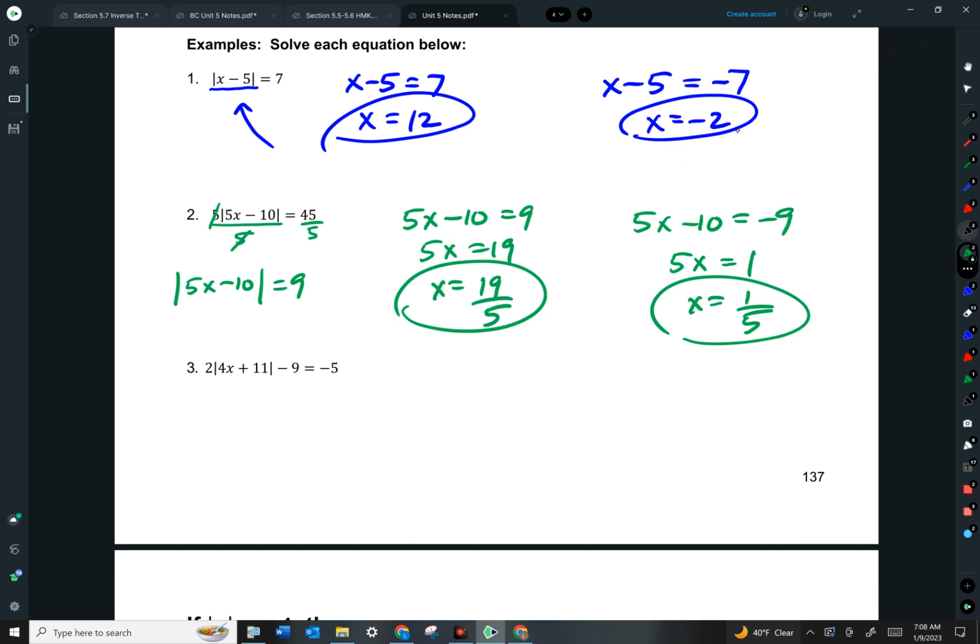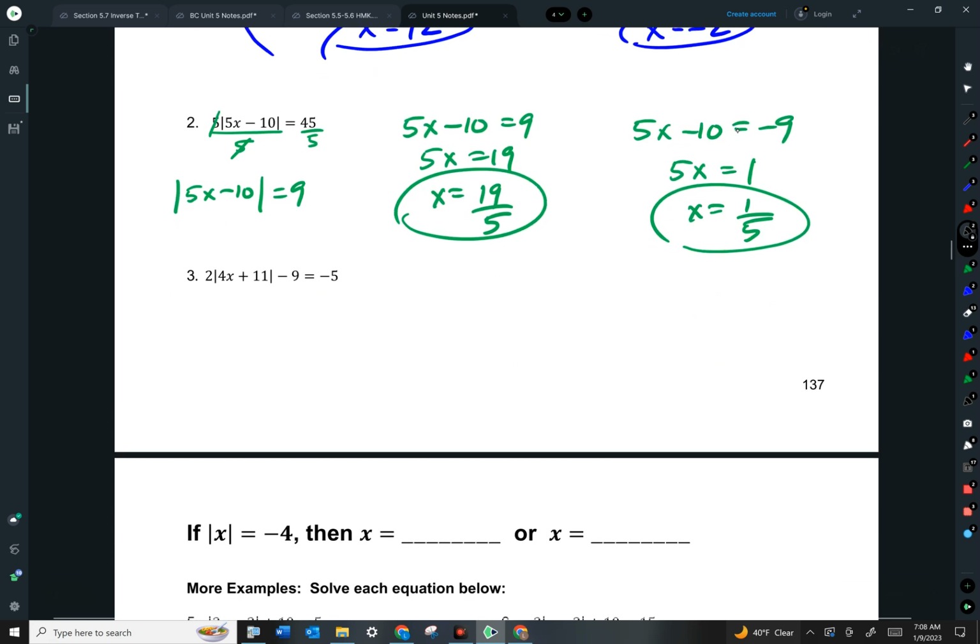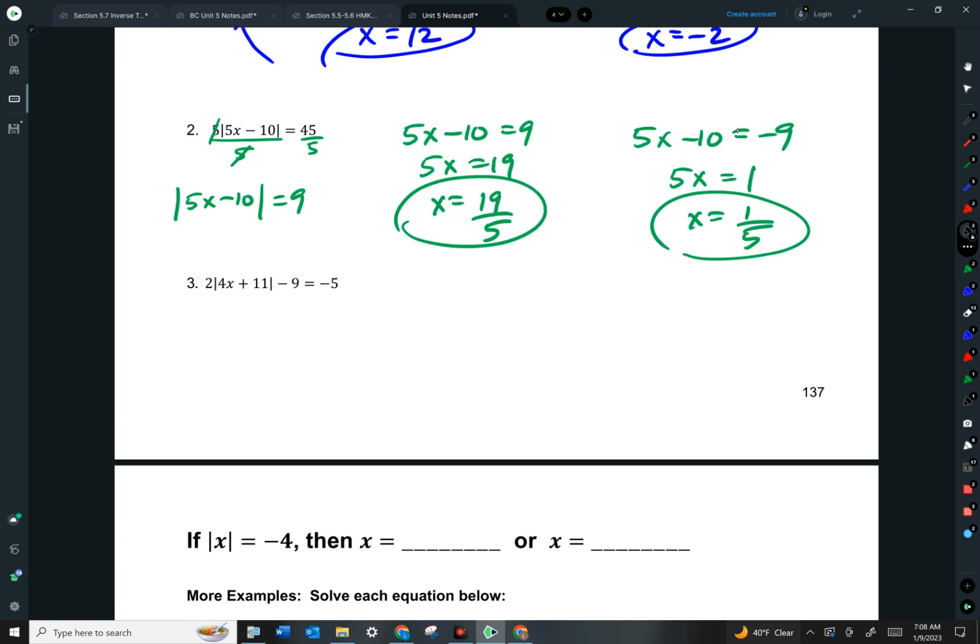Before I can write my two equations, I have to get the absolute value by itself. So in this case, first I'm going to add 9, and then I can go in and divide by 2. So when I add 9, I'm going to have 2 times the absolute value equals 4. And then when I divide by 2, that's going to get rid of the 2 on the left. So all I have is the absolute value of 4x plus 11. And if I divide the right side by 2, I'm just going to have 2.